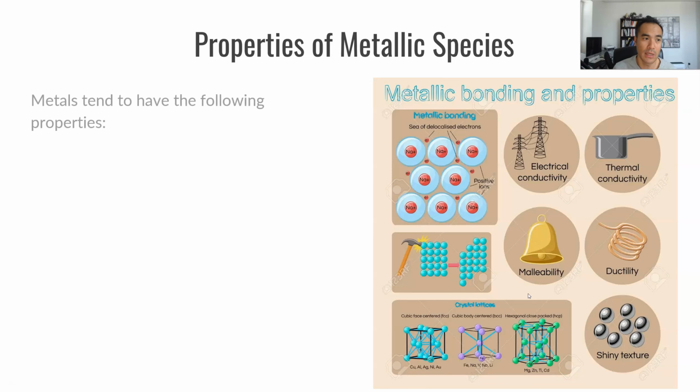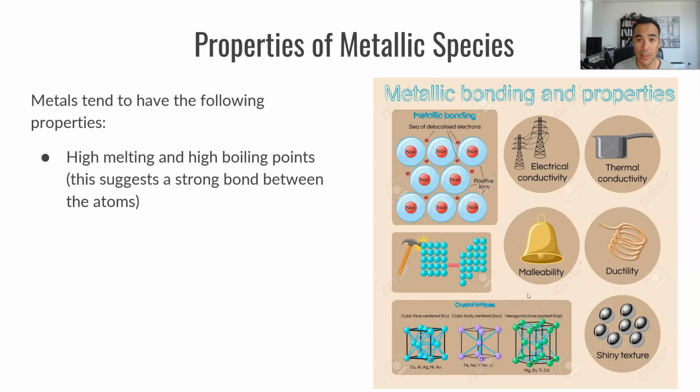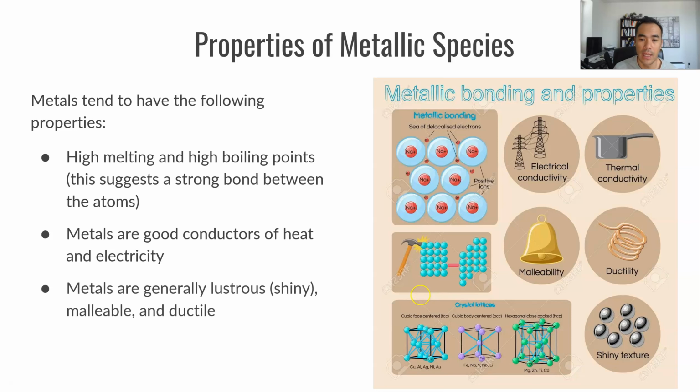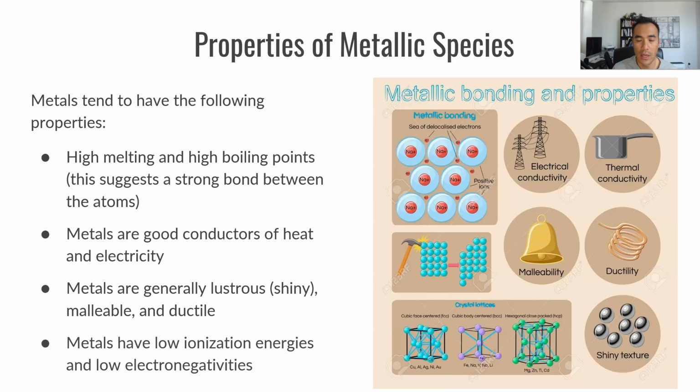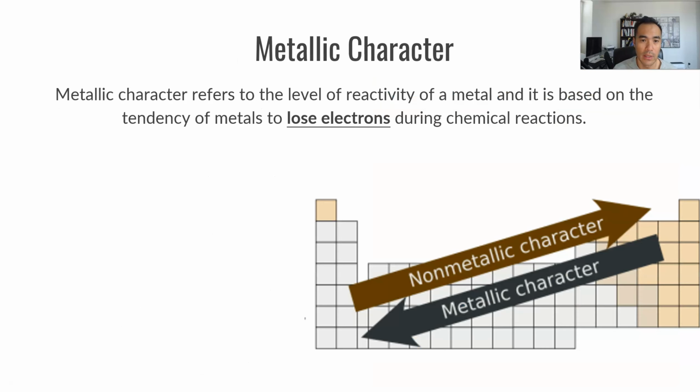The reason is because they actually have high melting and high boiling points for specific bonds, indicating that they are generally going to be very difficult to break down because of this attraction that we have. Also, metals are good conductors of heat and electricity, and they're also shiny and lustrous. Most importantly, though, they have low ionization energies and very low electronegativities because they tend to give their electrons around, or would like to have them move around.